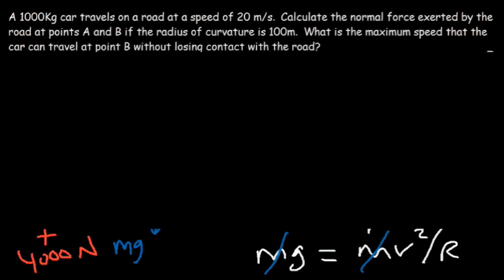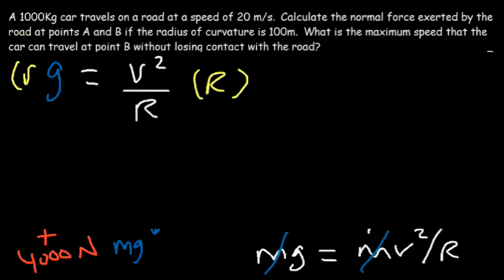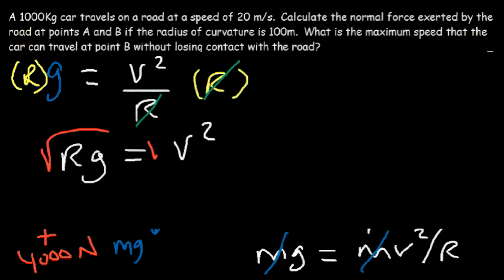So g is equal to v squared over r. So now let's multiply both sides by r. So these cancel. So rg is equal to v squared. Now let's take the square root of both sides. So the velocity is going to be the square root of rg.